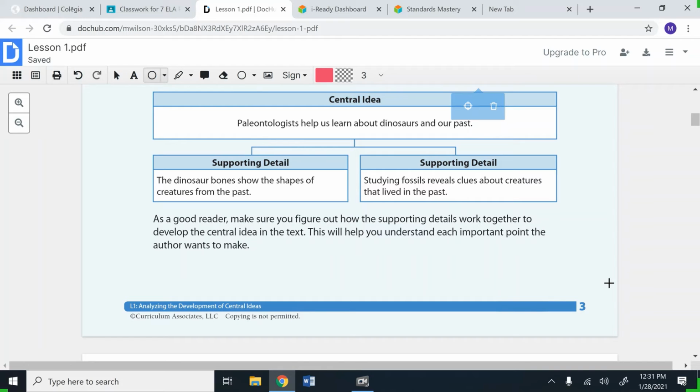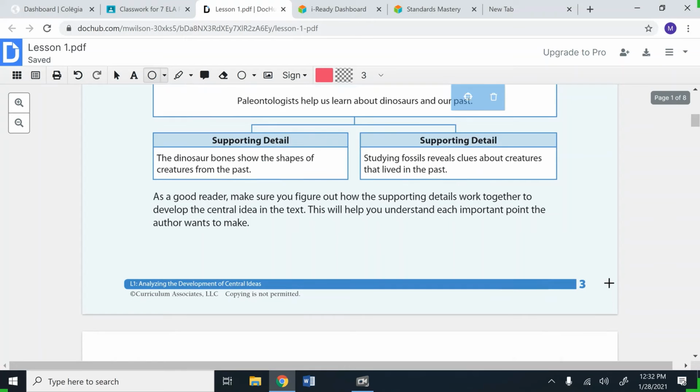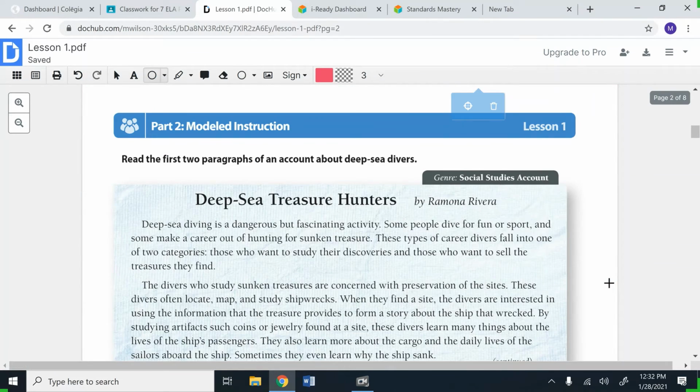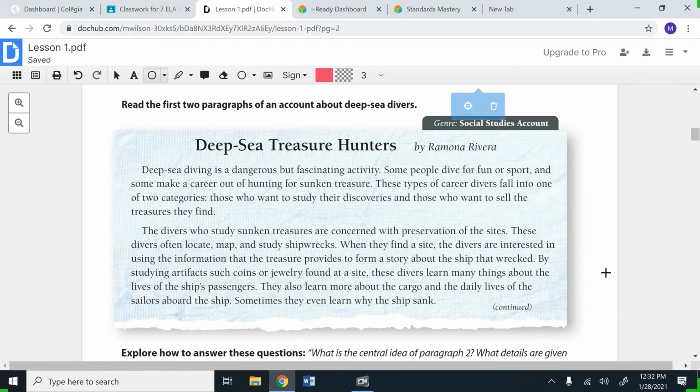As a good reader, make sure you figure out how the supporting details work together to develop the central idea in the text. This will help you understand each important point the author wants to make. Now let's look at part 2, modeled instruction. It says, read the first 2 paragraphs of an account about deep sea divers. Deep Sea Treasure Hunters by Ramona Rivera.